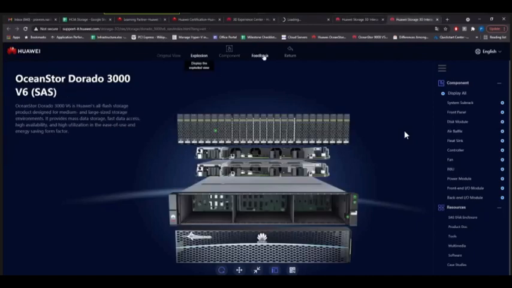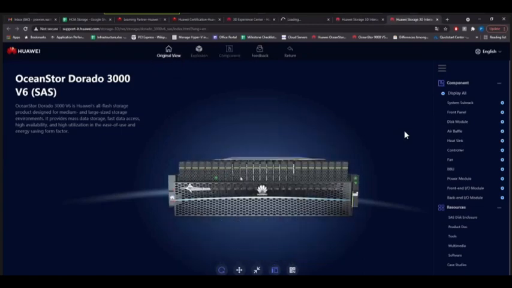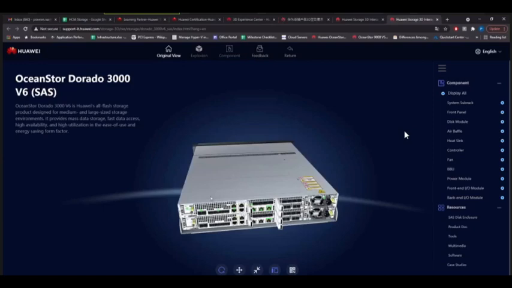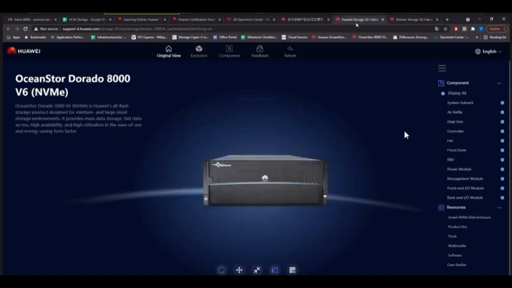And this is the integration module. Okay. You want to play around with it, go ahead. Just use the component mode, move out each component and so on. It will be better for understanding. I suggest you do that so you understand what the key components or key hardware modules inside the controller itself are. Okay. Then we look at the OceanStor Dorado 8000 V6 NVMe.